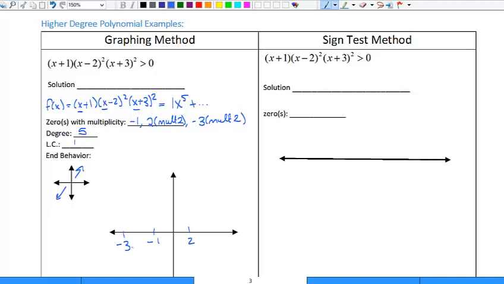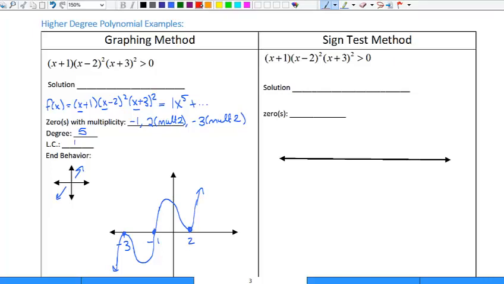So to graph, I have my zeros, and I know I start low and end high. At negative 3, because I have a multiplicity of 2, I'm going to come up and touch and turn around. At negative 1, I have a multiplicity of 1, so it goes straight through. And then at 2, I have a multiplicity of 2. That means I come, touch it, turn around, and keep going back up. Notice that my end behavior and my multiplicity matched up.